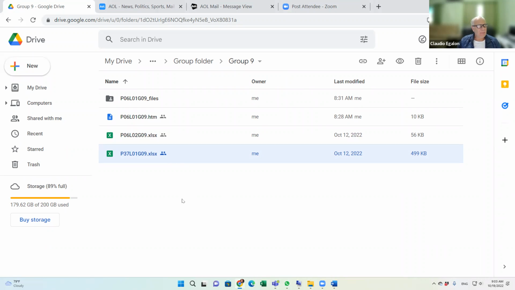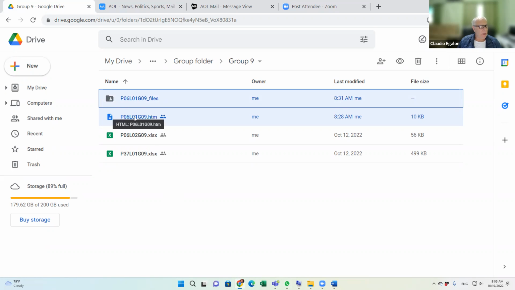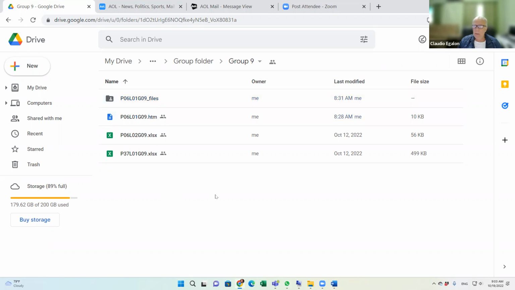So here you go. You gotta concentrate again. You're gonna concentrate on the HTML file and the folder that goes together. Both the folder and the HTML file have the same names, right? P06 L01 G09, with the difference that the folder has this underscore file. That's what you have to know.